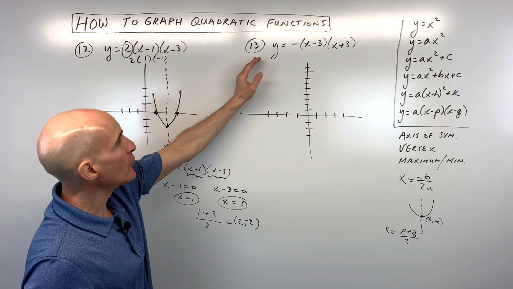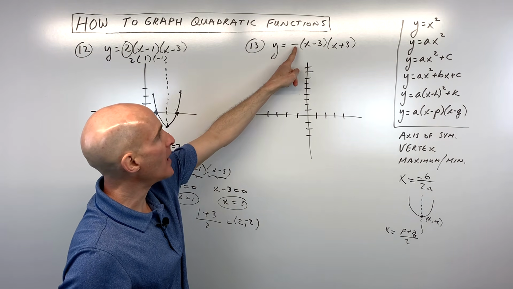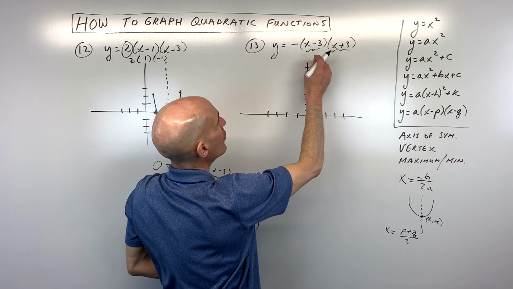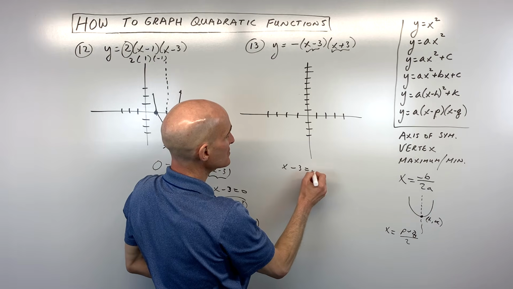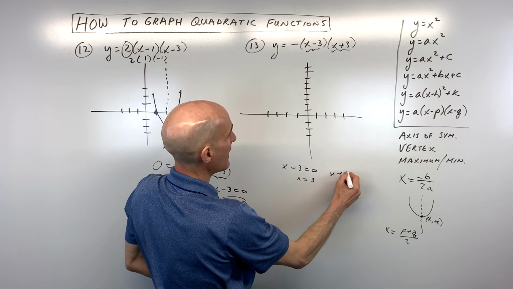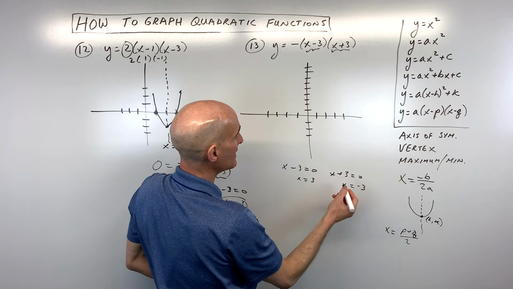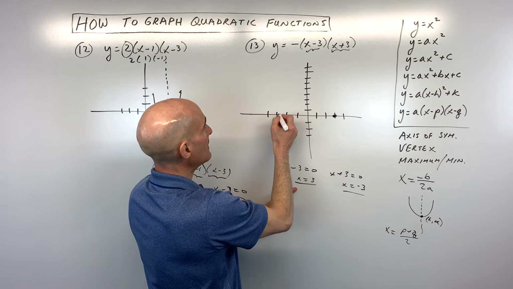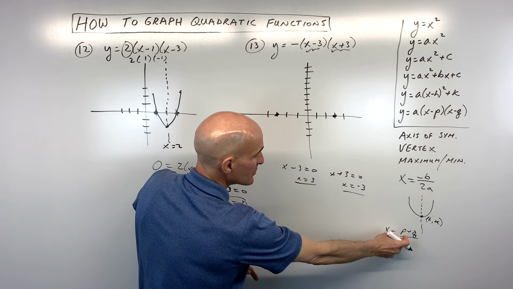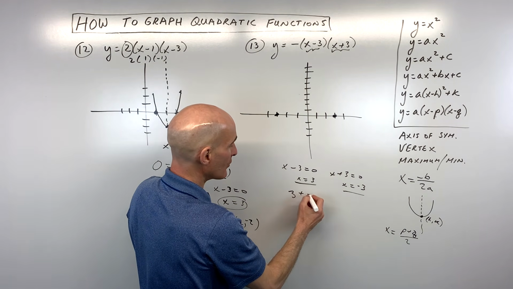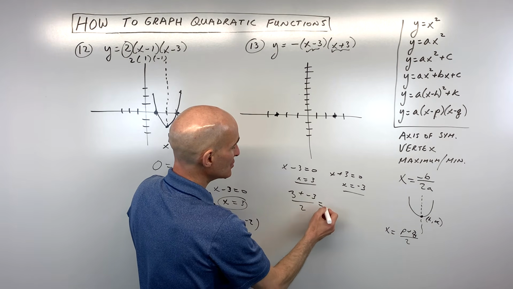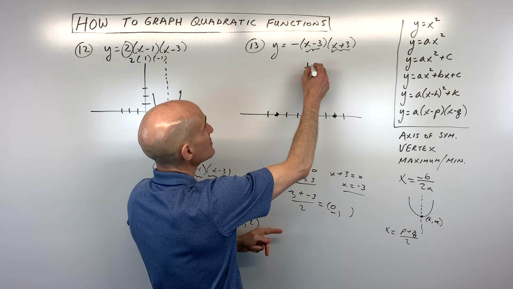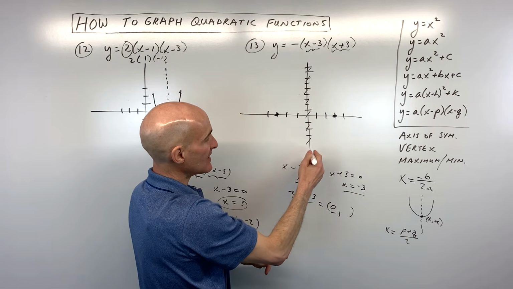For number 13 now, notice that this a value is negative, or negative 1, so we know it's going to open down. If we set each of these factors equal to 0, we're going to get x minus 3 equals 0, so x equals 3, and x plus 3 equals 0, so x equals negative 3. So this is where it's going to be crossing the x-axis, at 3 and negative 3. And if we use our p plus q over 2 formula, just like an average, you're adding them together and dividing by 2. 3 plus negative 3 is 0, divided by 2 is 0. Okay, so this is our axis of symmetry right here on the y-axis, x equals 0.